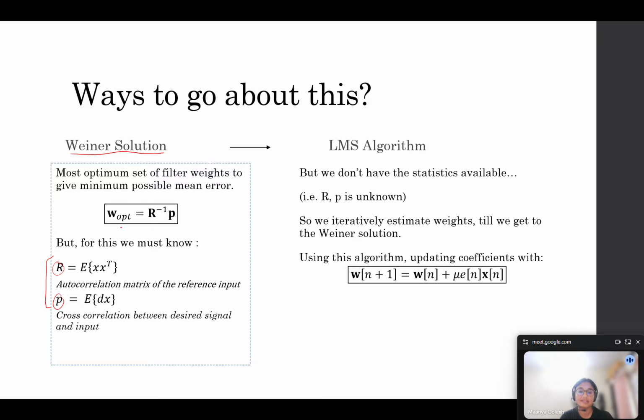So that brings us to the LMS algorithm, or the least mean squares algorithm, which iteratively estimates the weights till we get to the Wiener solution. The algorithm that this uses is the n plus 1th weight is equal to the nth weight plus mu times the error signal times the input signal.